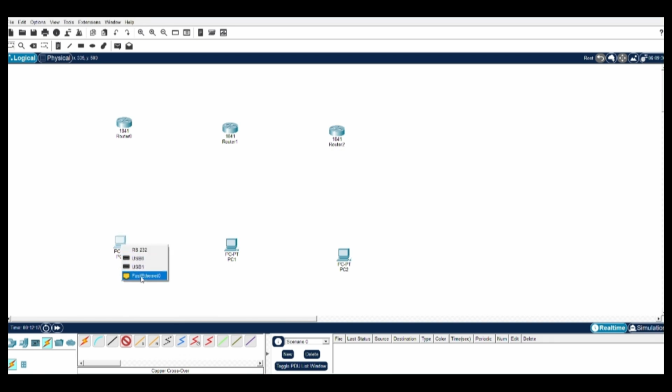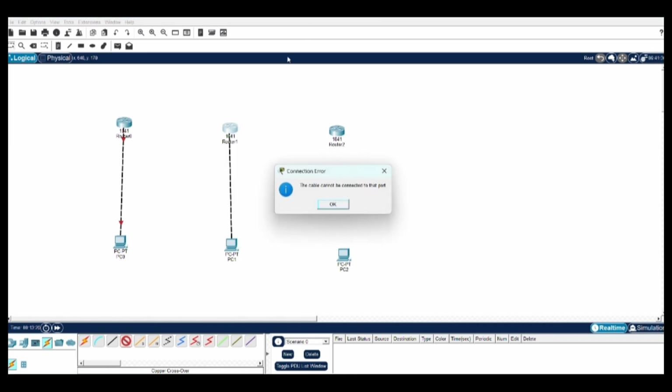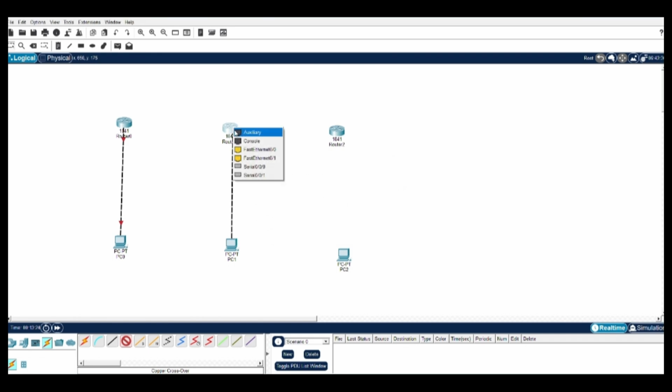Okay, sometimes we make some mistakes. So here it is fast Ethernet, and the system doesn't accept this serial port, only fast Ethernet 0/0. Here is important: in the laptop it is fast Ethernet 0, and in the router, like we connect here, 0/0/0. In router B, we connect in 0/0/1 to have some clarity when we start the configuration.